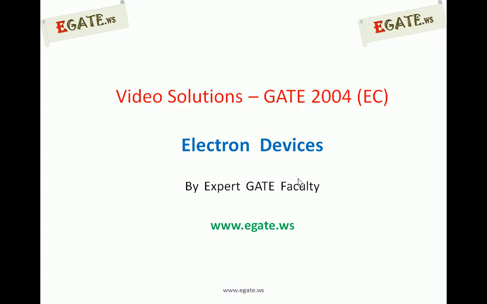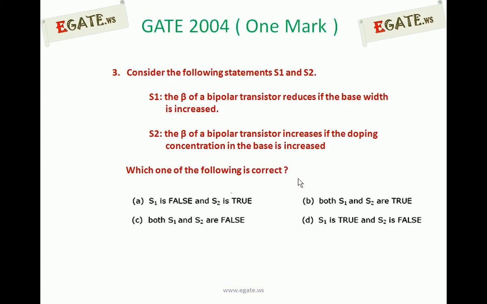Hello, we are discussing the GATE 2004 ECE paper, and the topic we are discussing is electron devices. Consider the following statements, Statement 1 and Statement 2. Statement 1. The beta of a bipolar transistor reduces if the base width is increased. Statement 2. The beta of a bipolar transistor increases if the doping concentration in the base is increased. Which one of the following is correct?